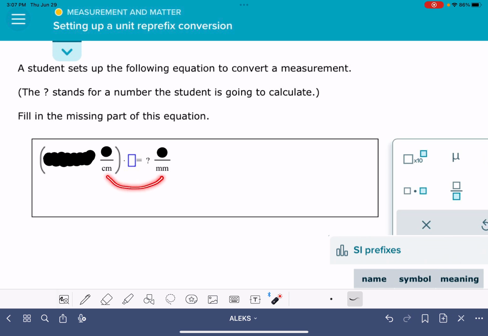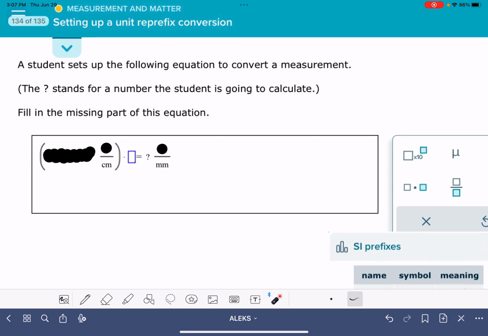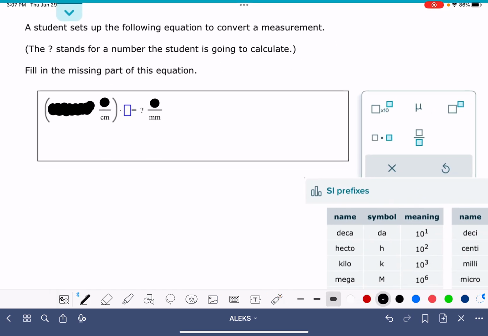And we can see that in this problem, I'm being asked to show how you would convert from centimeters into millimeters. ALEKS is calling it a unit reprefix. I'm going to get rid of that little blacked out spot right there for a second, and I'm just going to rewrite the whole thing. ALEKS is not actually asking us to perform this unit conversion. It just wants us to identify the conversion factor that would be necessary.